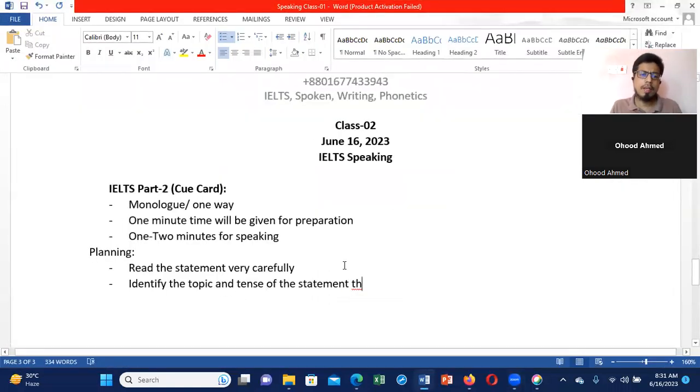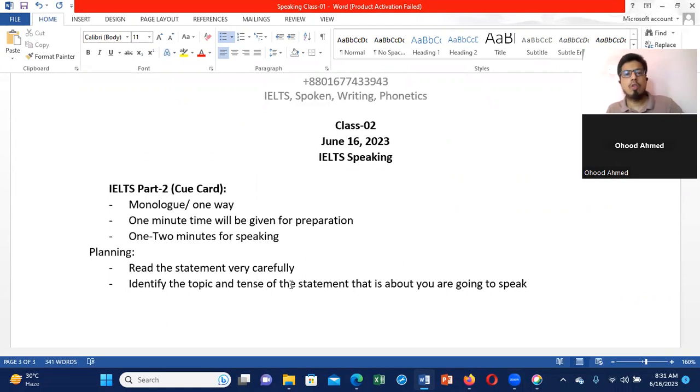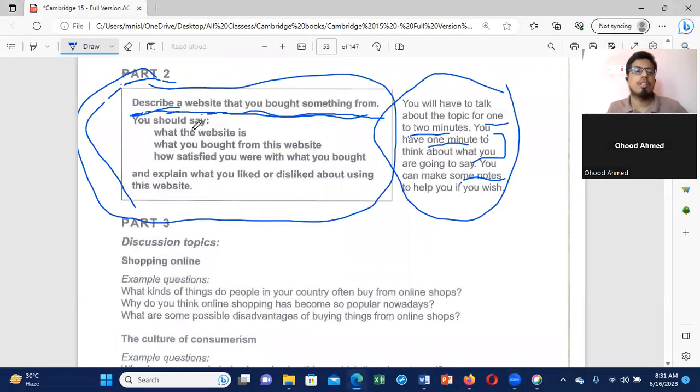So identify the topic and tense of the statement that you are going to speak about. Okay, now you have read the statement. What's the statement? Describe a website that you bought something from. Is it about the product or the website? It's about a website. Very good. Now my question is, is it about present or past? Past. Excellent. So we have got the topic, we have got the tense.